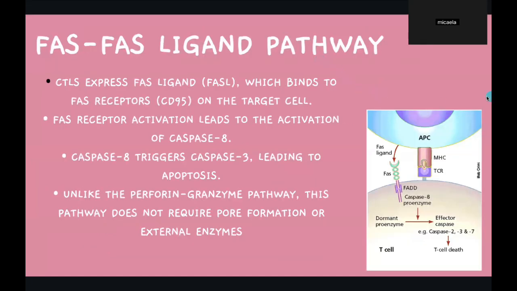The next pathway is the Fas ligand pathway. This interaction begins when CTLs express Fas ligand, which binds to Fas receptors (CD95) on the target cell. This then activates caspase 8, which then triggers caspase 3, which will eventually result in apoptosis as well. Unlike the other pathway, there is no need for a protein or enzyme in order to induce cell death.